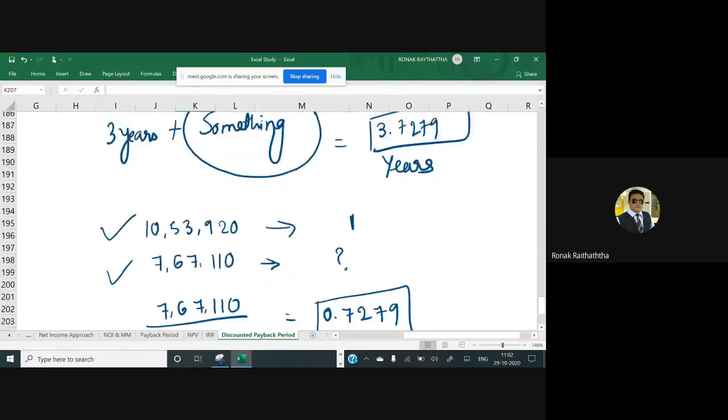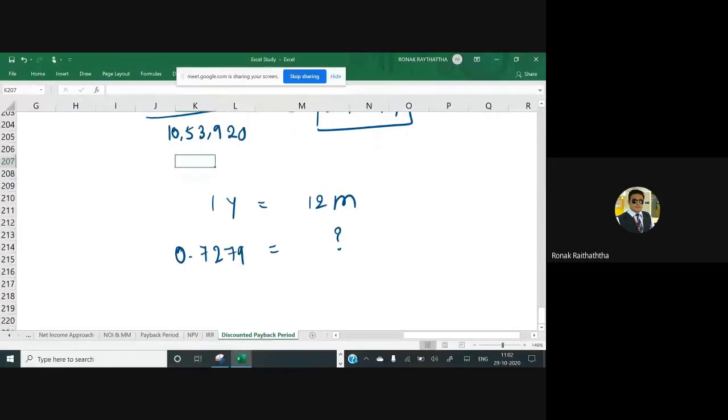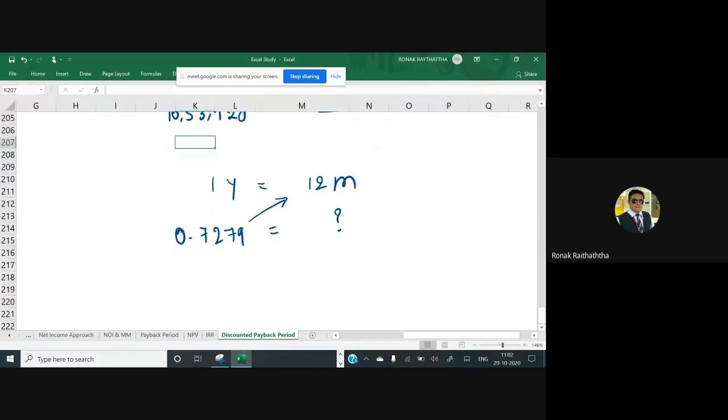So we would be converting that into month. So we have come to know that, sir, 1 year equal to 12 months. Then 0.7279 year would be equal to how many months? So we would do the cross multiplication again. So you get 0.7279 multiplied by 12. So what is the answer in months? Can someone tell me? 8.7343. Okay, is everyone there on the same page?